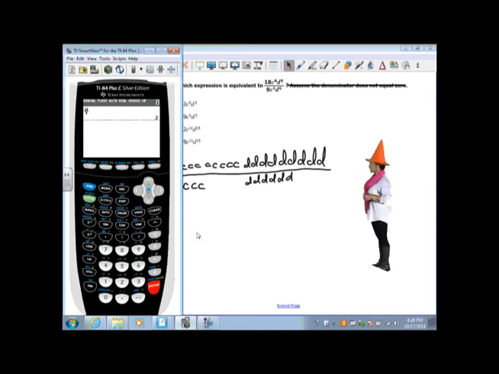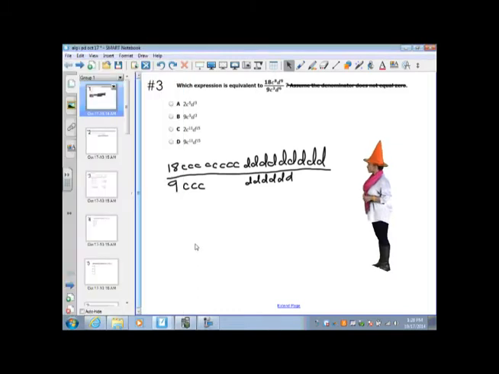So let's go back to our answer choices. And we're going to write out 2. And if we look at our answer choices, A and C are the only answer choices with a 2. So we can cross off B and D.